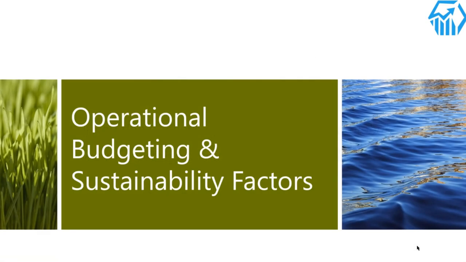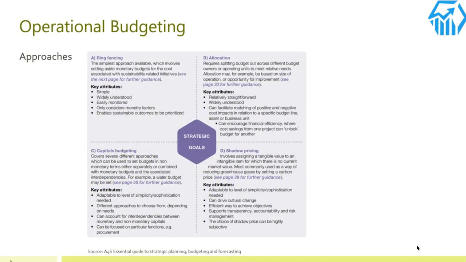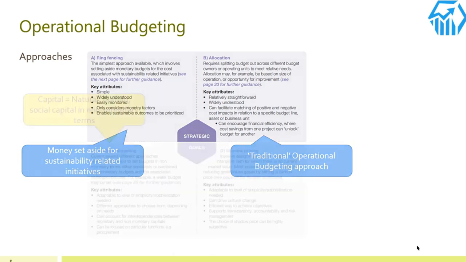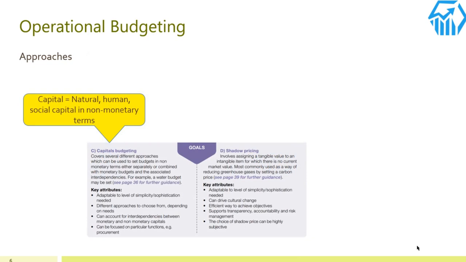And what we are going to cover today is the operational budgeting with sustainability factors. In the previous blog post, we already covered a couple of these techniques, and we started off with ring fencing, some money that we set aside for sustainability related initiatives and cost allocations or allocations in general. And then we had a look at capitals budgeting. And in the last blog post, we had a look at how to set up a water budget.